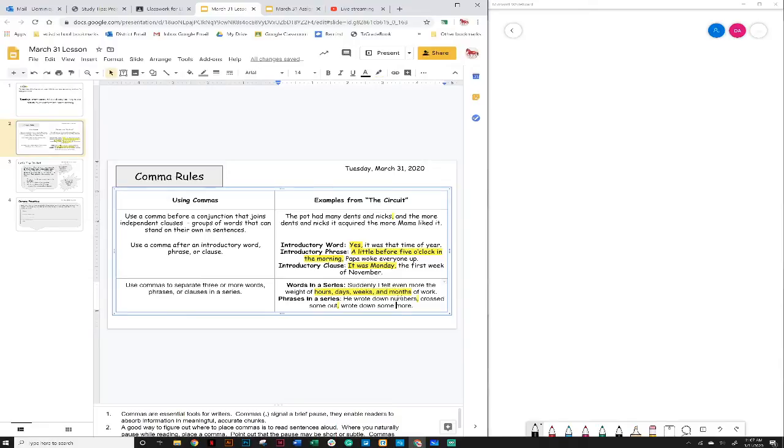All right? If you break up this sentence, suddenly I felt even more the weight of hours, days, weeks, and months of work. Right here, after the word and, months of work. That's not a standalone sentence right there. That's not a complete thought. But you see items are listed in a series. Same thing right here. Phrases in a series. Not necessarily has to be just words. He wrote down numbers, comma, crossed out some, comma, wrote down some more.